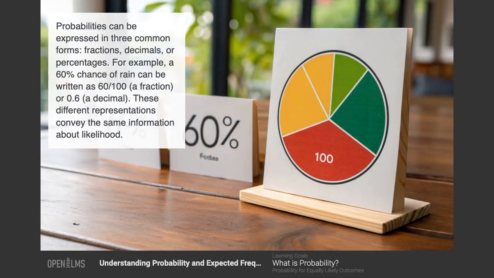Probabilities can be expressed in three common forms: fractions, decimals, or percentages. For example, a 60% chance of rain can be written as 60/100, a fraction, or 0.6, a decimal. These different representations convey the same information about likelihood.